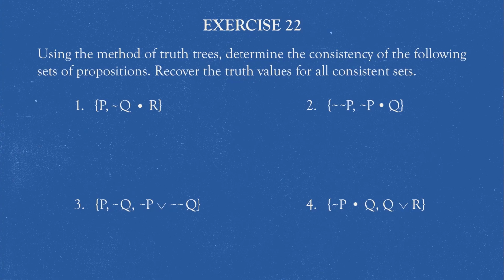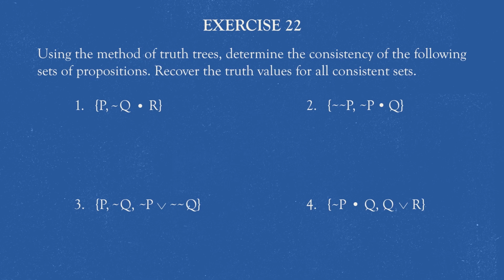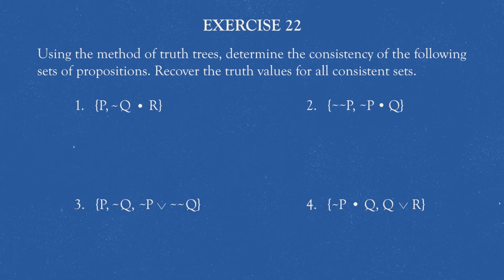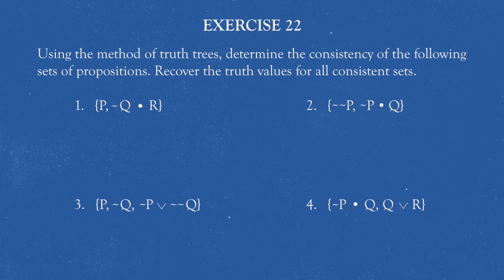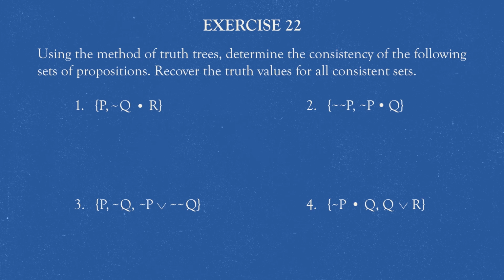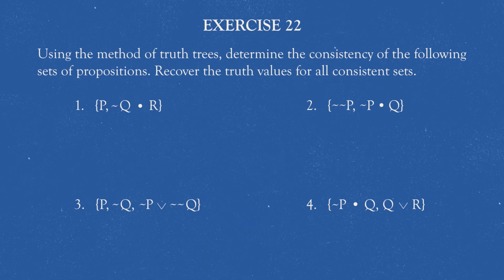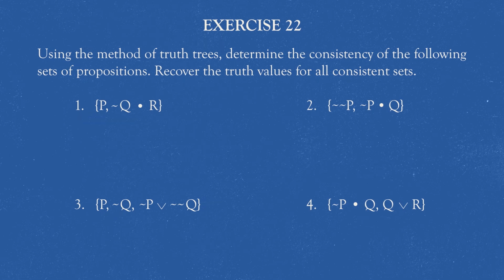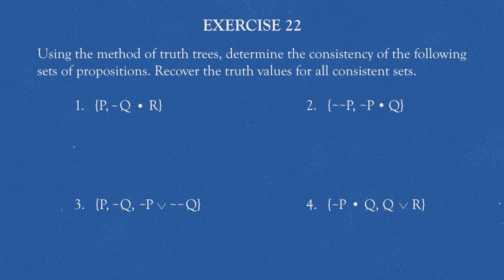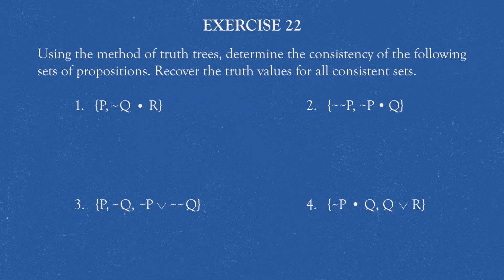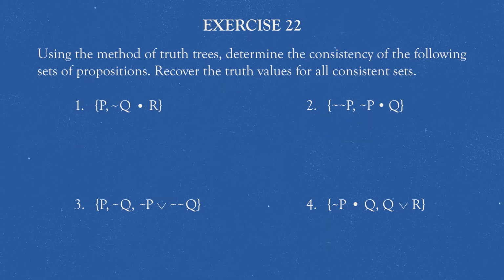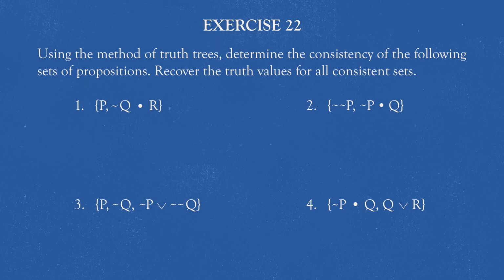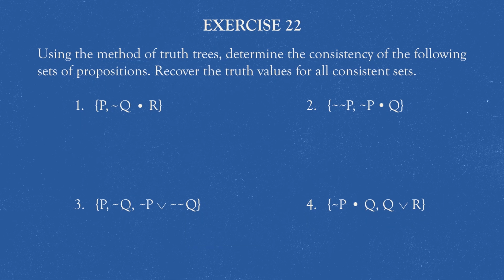Now you get to go on to exercise 22, where I ask you to use the method of truth trees to determine the consistency of the following sets of propositions. And of course, recover the truth values for all consistent sets. So make sure you number each of the steps, you label them SM, you decompose those propositions which are not already literals. In number 1, for example, P is already a literal, so you just have to decompose not Q and R. Make sure you check off every proposition that you decompose, and from then on, ignore it.